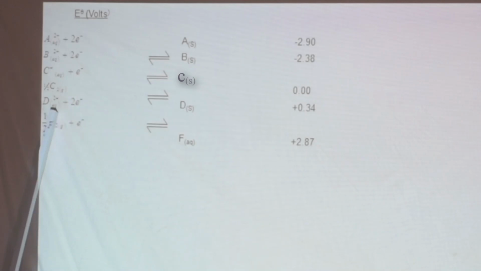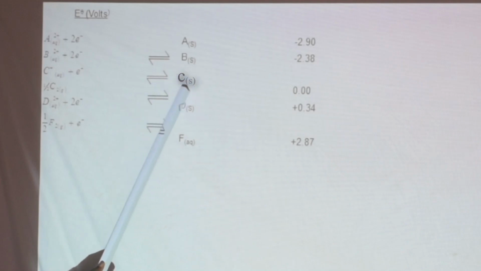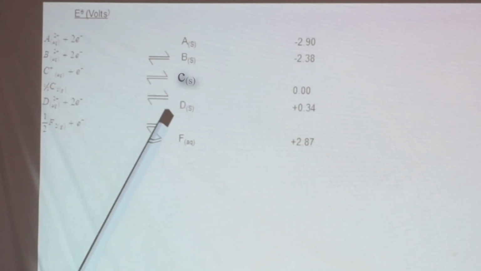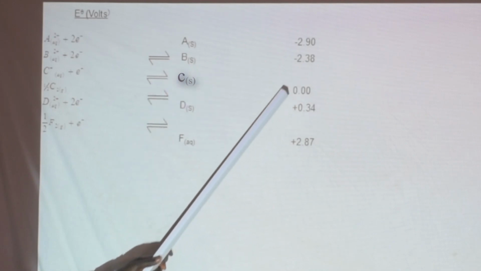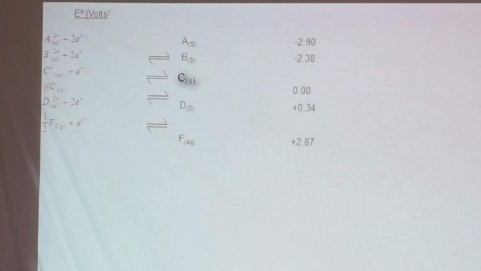Then we have C. C here is half C2, which is going to give us C ions, which is going to be 0.00 volts. Then we also have F, the same, plus 1 electron. It is going to give us F ion, which is going to be 2.887. Now these are the questions that we are going to look at.